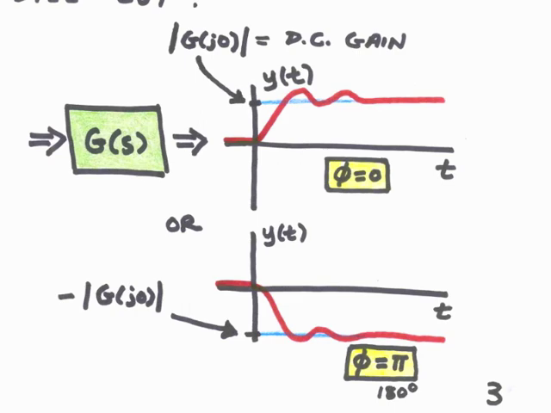In either case, the amplification of the input signal, that is a unit step, is just the DC gain. The only difference is whether the output has the same sign as the input or has the opposite sign, in the case that phi is equal to 180 degrees.